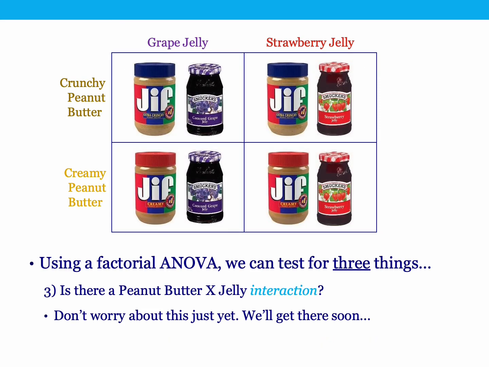And the last thing we can test for whenever we conduct a factorial ANOVA is something known as an interaction. So don't worry about this quite yet, but we're going to get there really soon. So for right now, just hold that in your mind and we'll return to it in just a second.